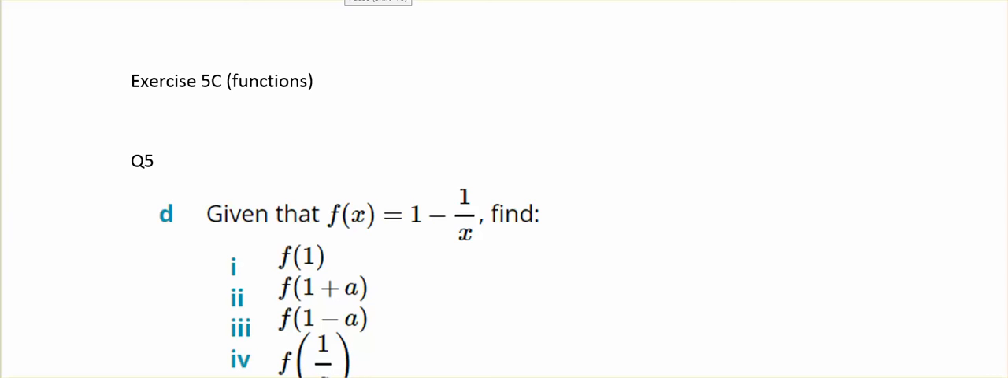This is for Methods, Year 11 Methods. We're going to look at exercise 5C, question number 5. Okay, so we're looking at basic function notation and how functions work.